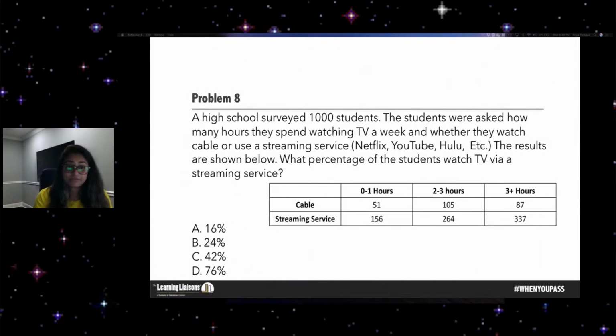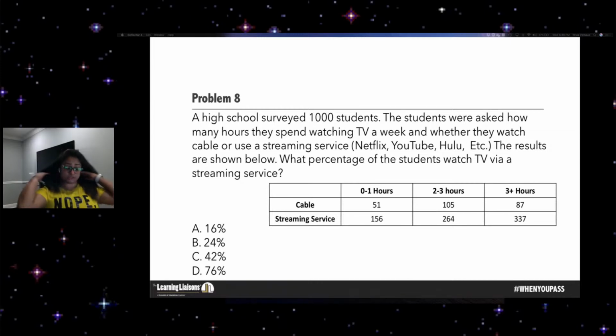All right, we have problem 8. Problem 8 says, a high school surveyed 1,000 students. The students were asked how many hours they spend watching TV a week and whether they watch cable or use a streaming service, Netflix, YouTube, Hulu, etc. The results are shown below. What percentage of the students watch TV via streaming service?